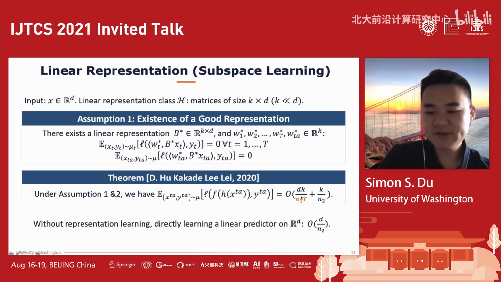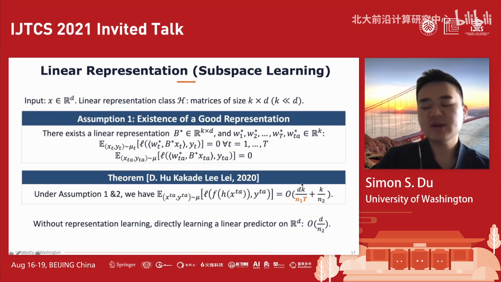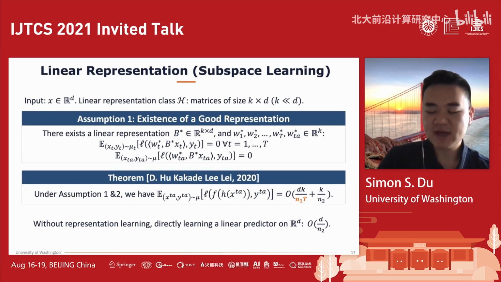You can also notice that this is pretty much the ideal bound, because to represent this representation function, you do need dk parameters. And in this bound, we have dk over n1t. This term represents that you use all the n1t data to learn the representation function. So this is a simple example for linear representation.